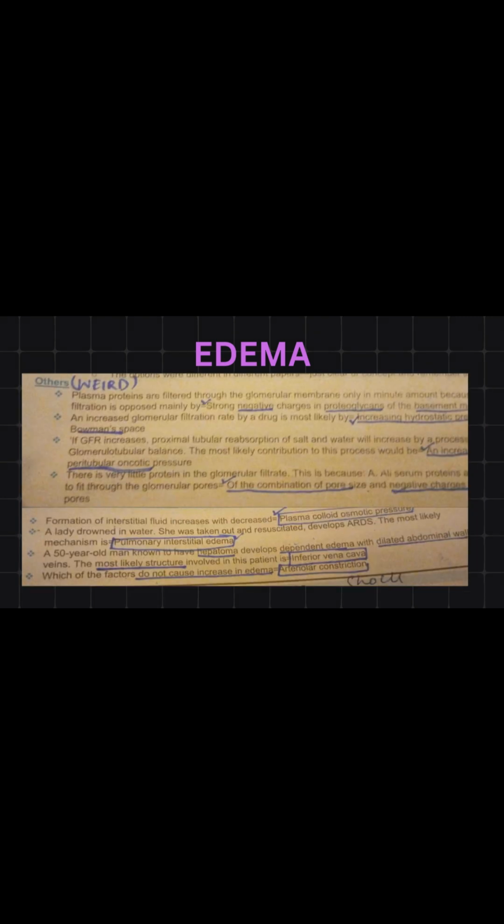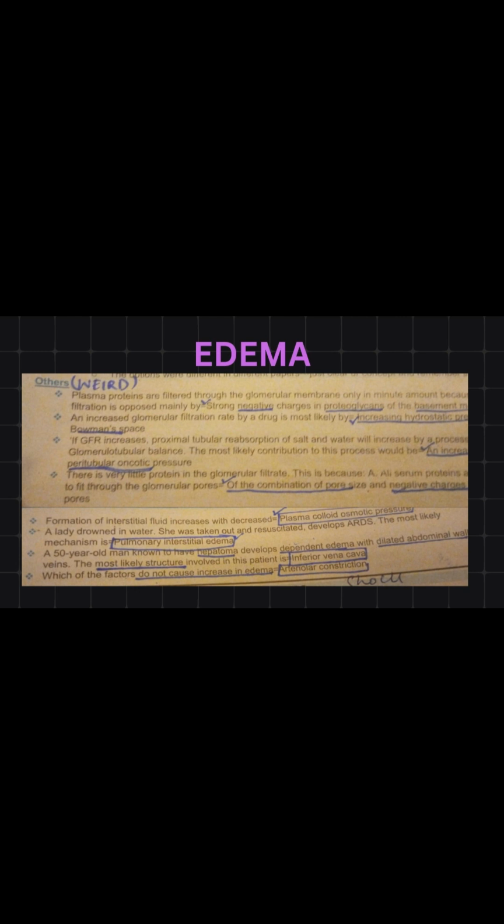Some proteins are filtered through the glomerular membrane only in minute amounts because their filtration is opposed mainly by strong negative charges in the proteoglycans of the basal membrane. There is very little protein in the glomerular filtrate. This is because all serum proteins are too large to fit through the glomerular pores, and also because of the combination of pore size and negative charges that line the pores.